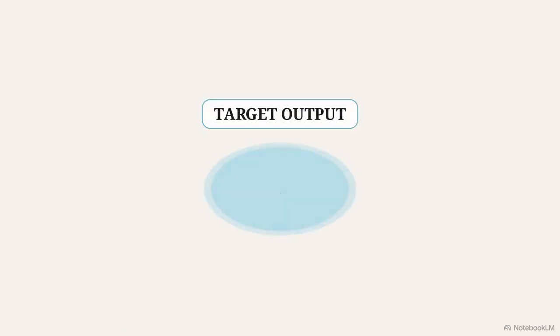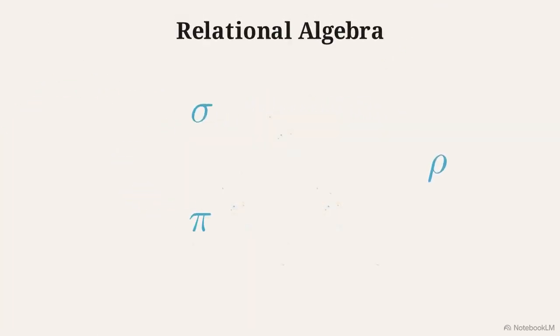SQL is declarative. You write what you want the final output to look like, and the database engine determines the execution path. Under the hood, it doesn't use standard programming logic. It relies on a mathematical framework called relational algebra to retrieve and organize datasets.